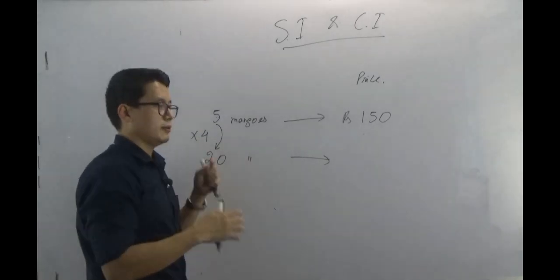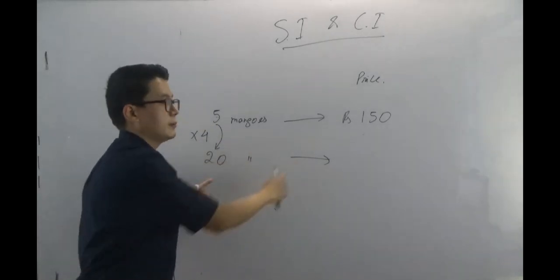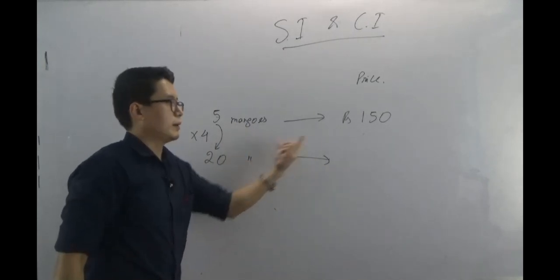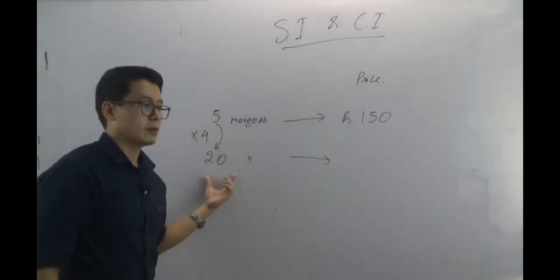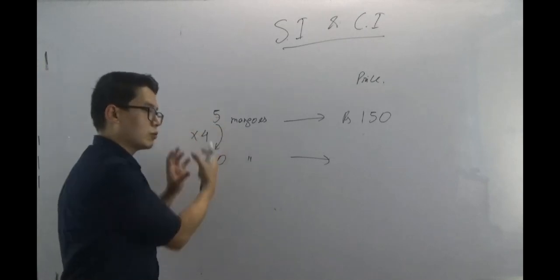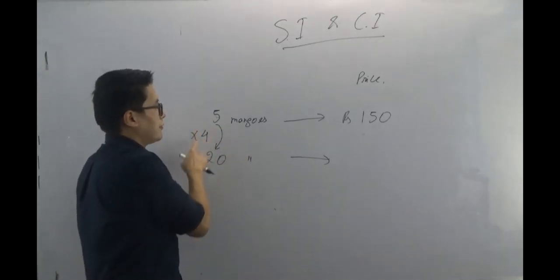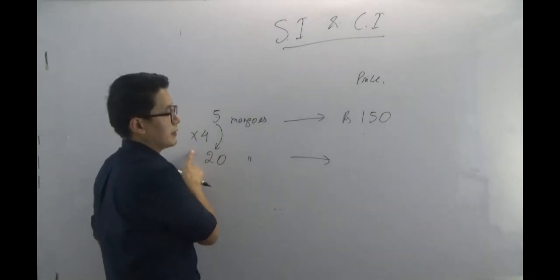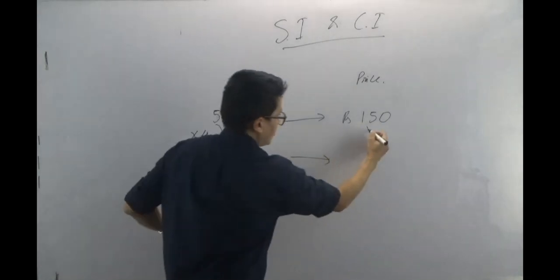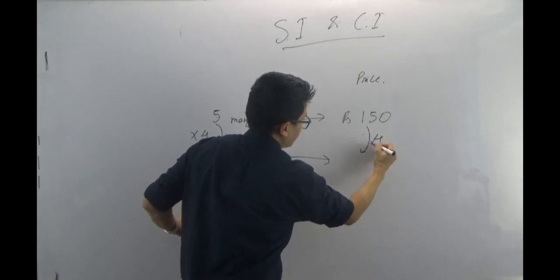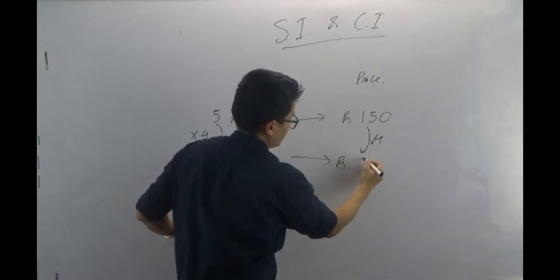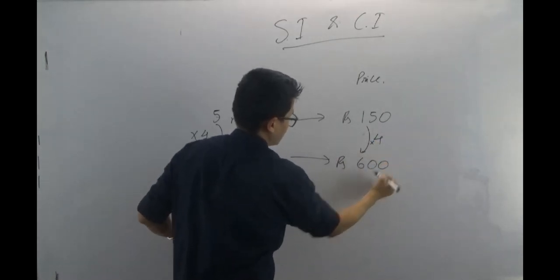In the unitary method, you find the price for 1 mango, and then you can find it for 20 mangoes. You can approach it like that, but a quicker method is the ratio method. 5 to become 20, you have to multiply with 4. So similarly, I have to multiply here with 4. So what does this become? It becomes 600.